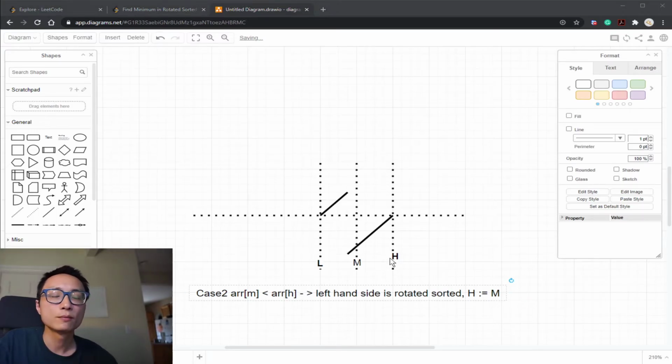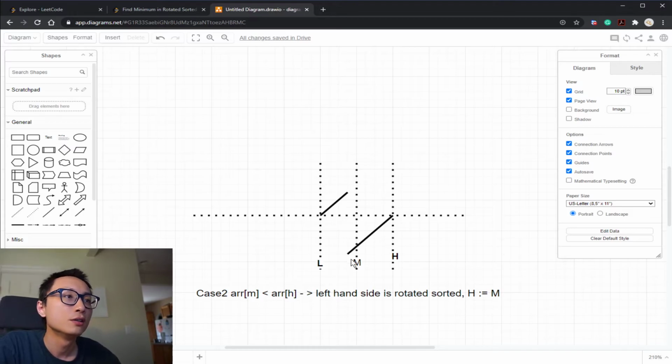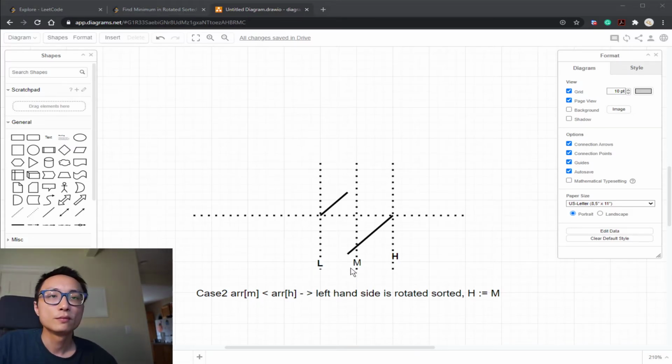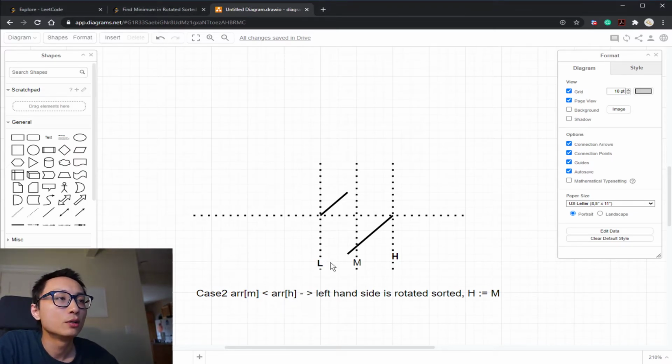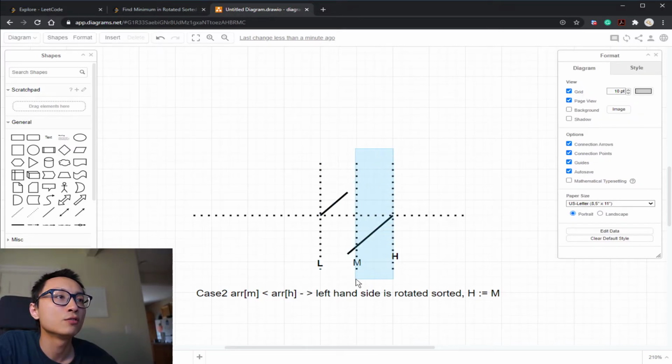So this is the second case, when we have this kind of partition with the 3-number partition: lower bound, upper bound, and the median part. We can see that the left-hand side is a rotated sorted array. That's why the median and the minimum number have to be in that part. So we can safely disregard the upper bound part.